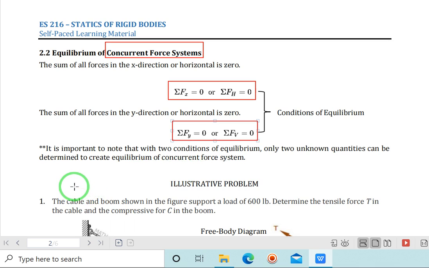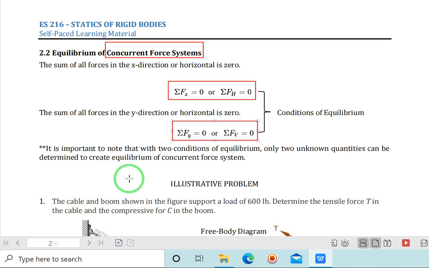Recall in algebra, for you to be able to solve for unknowns, you should come up with the same number of equations. Let's say, for example, you have three unknowns, so you need to have three equations to solve for the values of those unknowns. Okay?